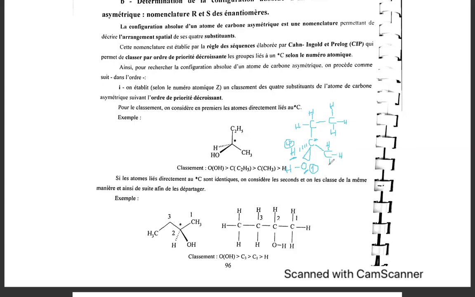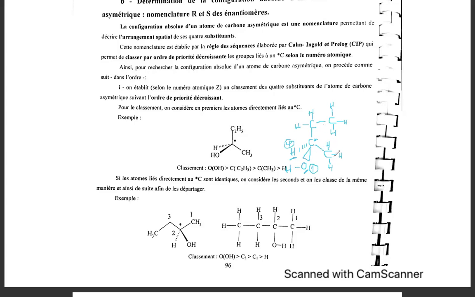So the question still is, we are looking for the one that has the highest atomic number. We have a carbon bonded to a carbon. Now, what is the atomic number of carbon? Twelve? No, I don't mean mass, I mean atomic number. It's 6. The atomic number for carbon is 6.